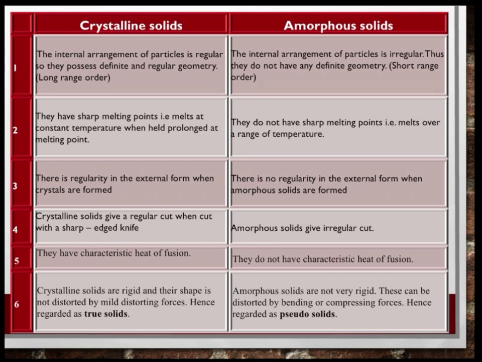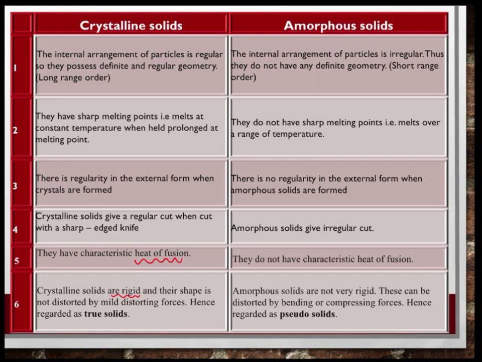The next point, they have characteristic heat of fusion. Similarly, the point we talked about, they have sharp melting point. Heat of fusion का मतलब वही होता है, conversion of solid to liquid. Similarly, amorphous solids, they will not have characteristic heat of fusion. Is that perfectly okay? Crystalline solids are rigid. Very important. Sir, क्या बात कर रहे हो? Solids तो rigid ही होते हैं.